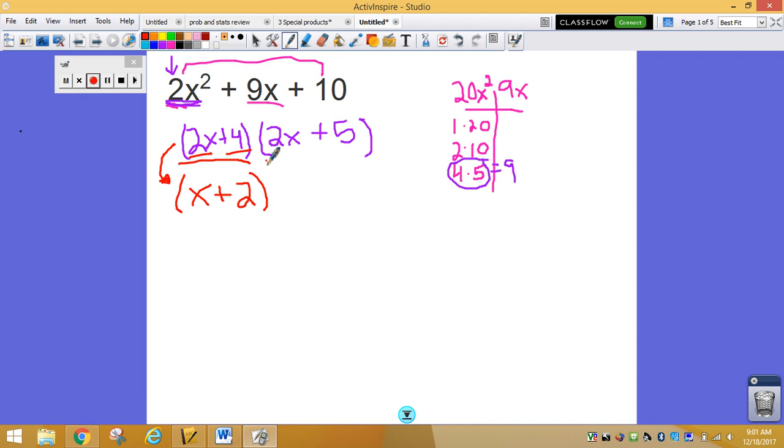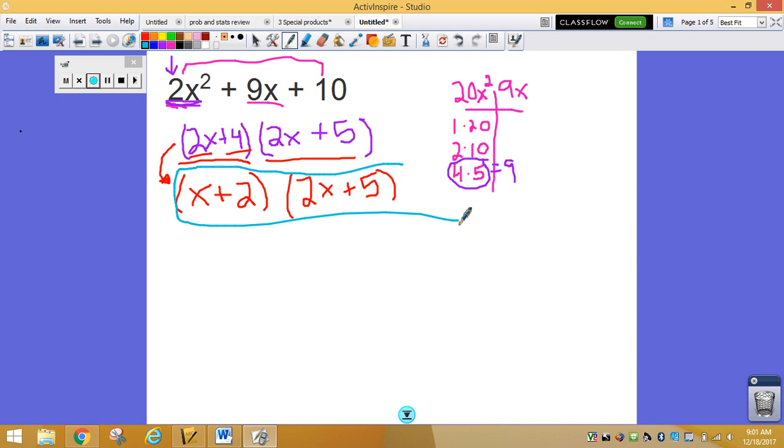Okay? Look at your second parentheses. I have a 2 and a 5. Is there anything that will go into 2 and 5 other than 1? No. So I'm just going to bring this parentheses down. 2x plus 5. So these are your two answers. My factors of 2x squared plus 9x plus 10 are x plus 2 and 2x plus 5. Okay, let's do another one.